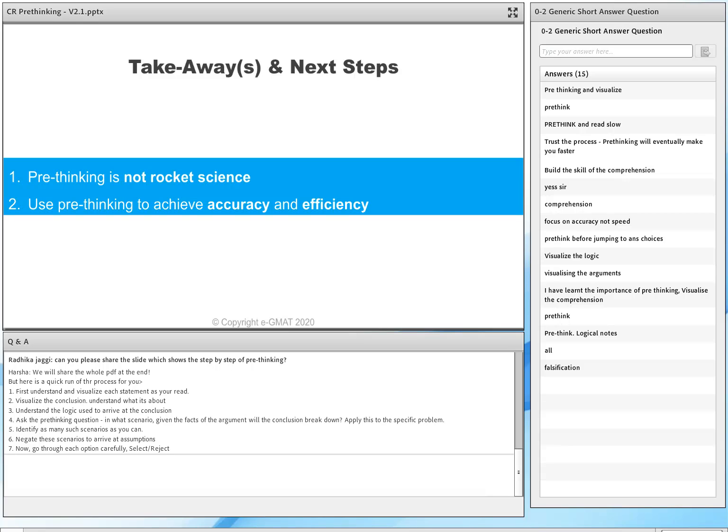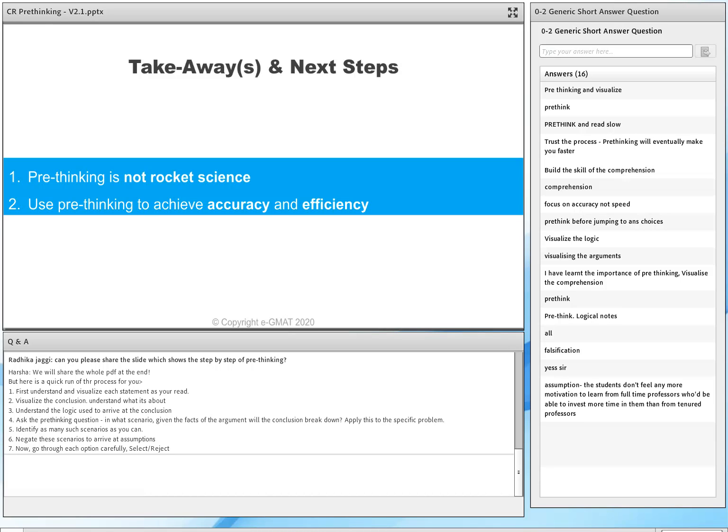So one thing is, this is not rocket science. I mean, you saw I went through every question in the same manner. The meat of the entire system was in understanding the argument, breaking down sentences into segments, and visualizing those. And then once you do that, all you have to do is ask the falsification question, and assumptions jump right at you.